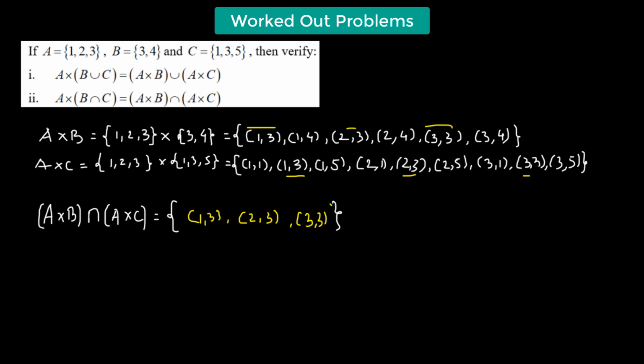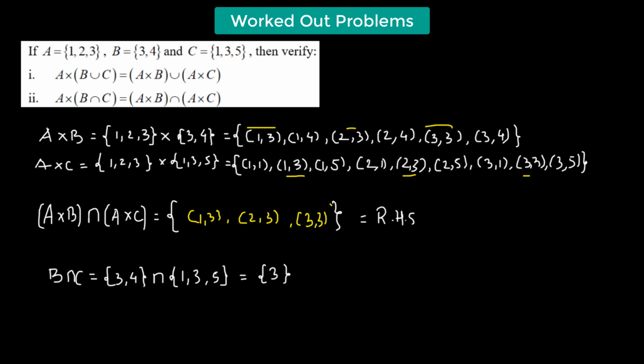Now let's begin by doing B cross C. So this is our right hand side. Now we'll start with the left hand side. So we have B intersection C, which is equal to {3, 4} intersection with the elements {1, 3, 5}. So 3 is the only common element in both sets. So this value is equal to {3}.